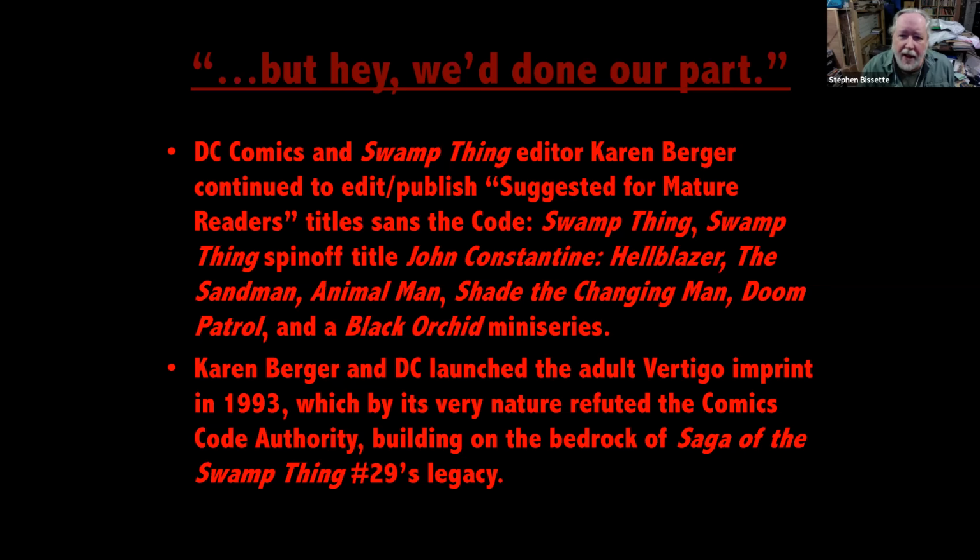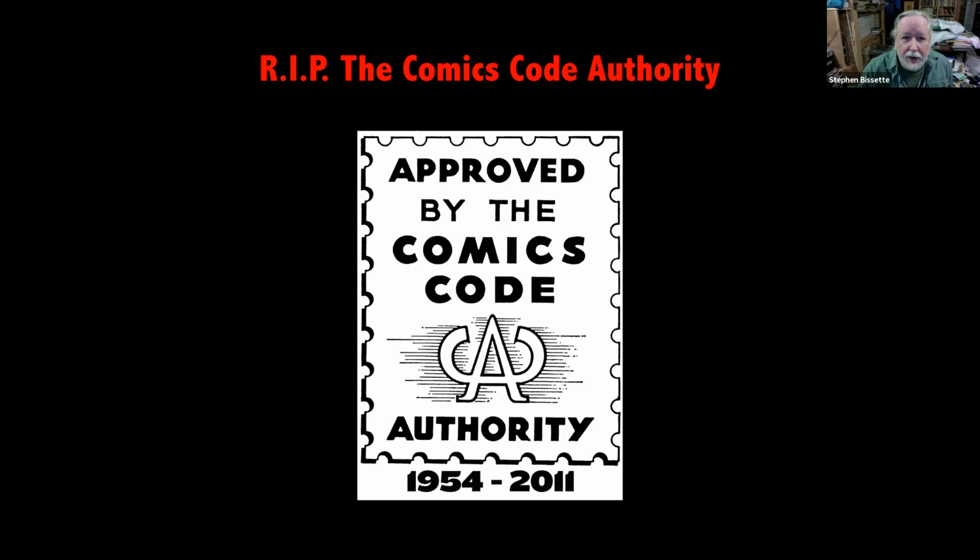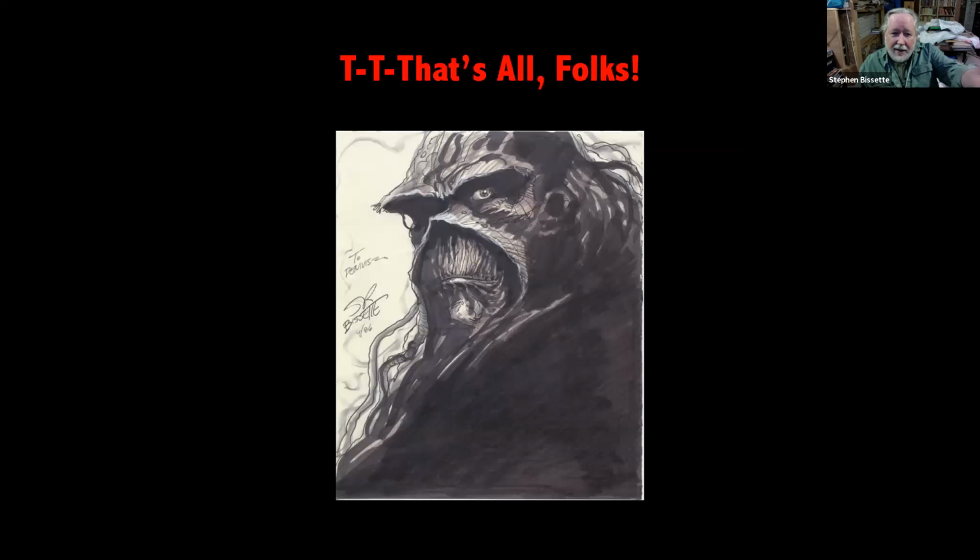DC Comics and Swamp Thing editor Karen Berger continued to edit and publish a line of comics that were initially tagged by the Suggested for Mature Readers banner across the top of the comic: Swamp Thing, John Constantine Hellblazer, The Sandman, Animal Man, Shade the Changing Man, Doom Patrol, and Neil Gaiman and Dave McKean's Black Orchid miniseries. And then Karen Berger and DC launched the adult Vertigo imprint in 1983, which by its very nature refuted the Comics Code Authority and built on the bedrock of our losing the code with Swamp Thing 29. 2011, goodbye Comics Code Authority, and that's all, folks.